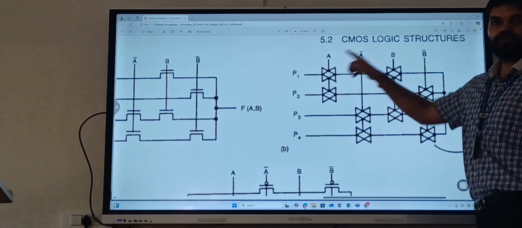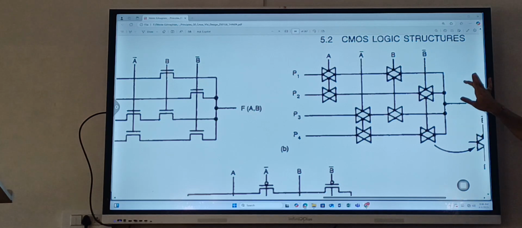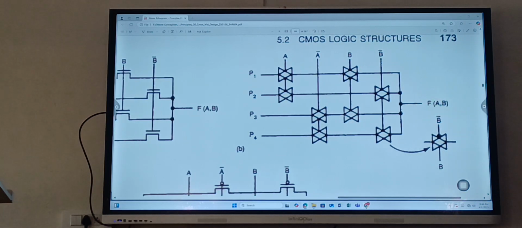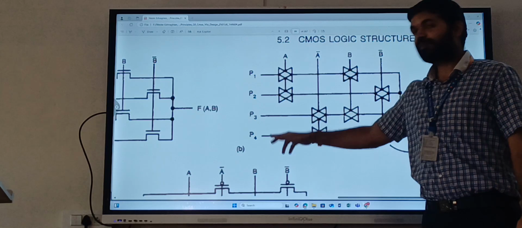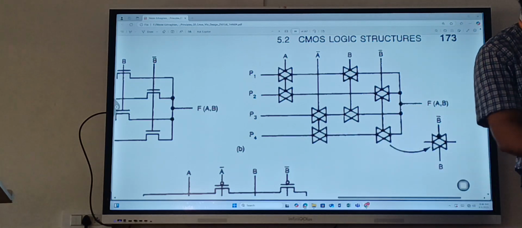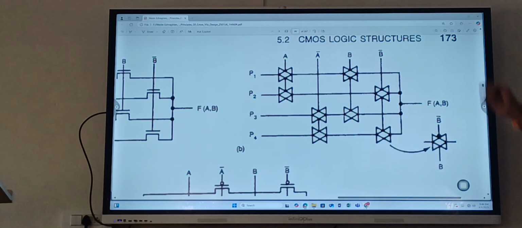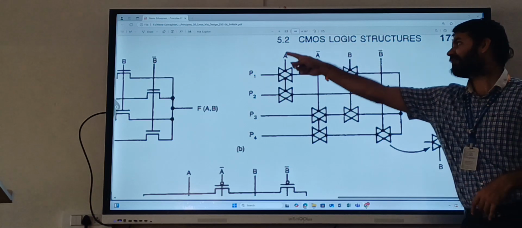If I want P1 to come to output, P1 should come to output. Whatever input you give, whatever control signal you give, P1 should come as output. The others, P2, P3, P4, should not come to output. I want to pass P1 to the output. P2, P3, P4 should be blocked.